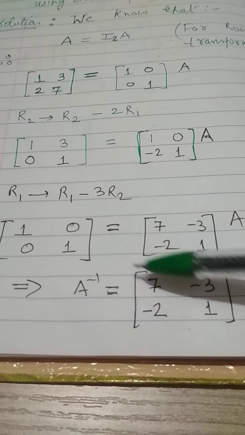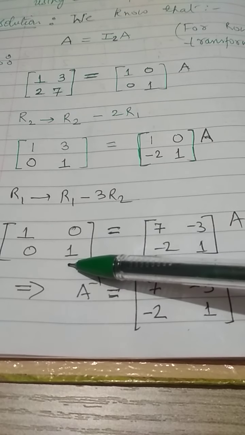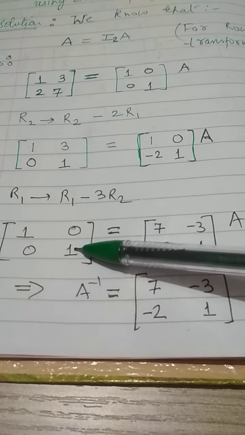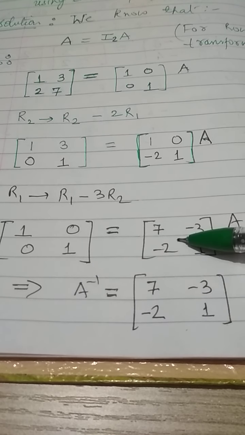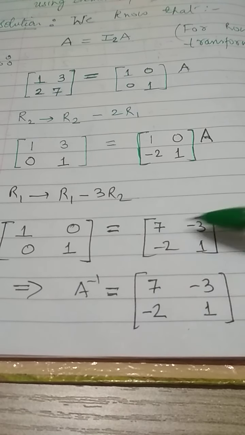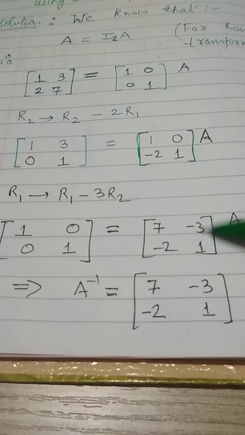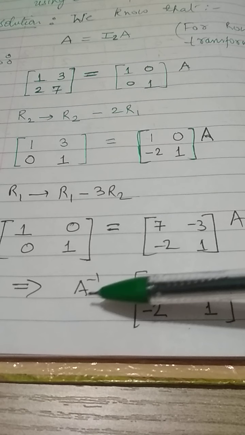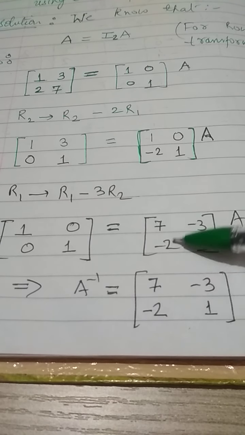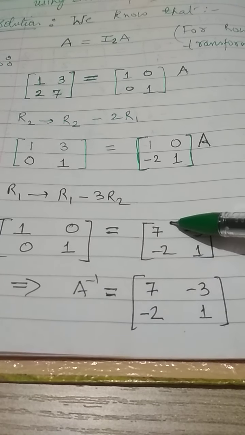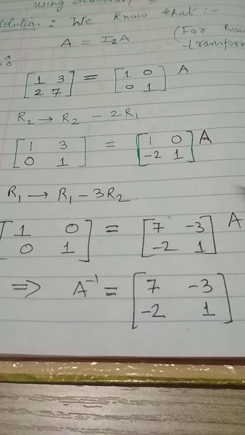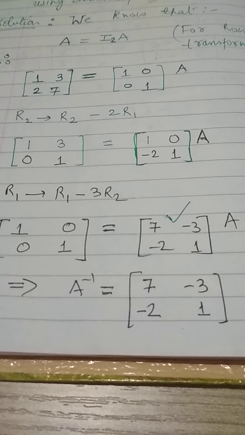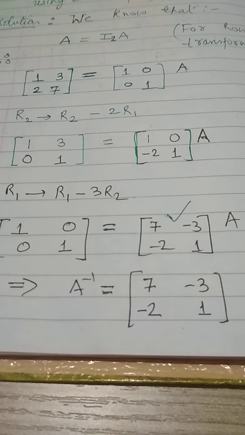Hence, according to the definition of A inverse, if A into B is the identity matrix, then this particular matrix B is the inverse of A. Hence A inverse should be this matrix only. So this is your required inverse. Like this, we have found A inverse using elementary row operations.